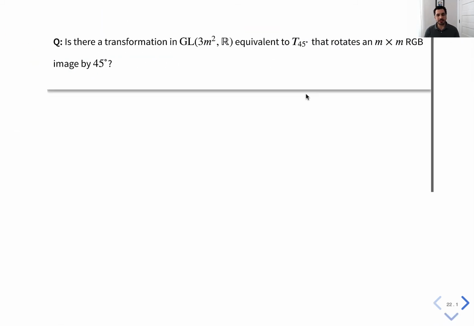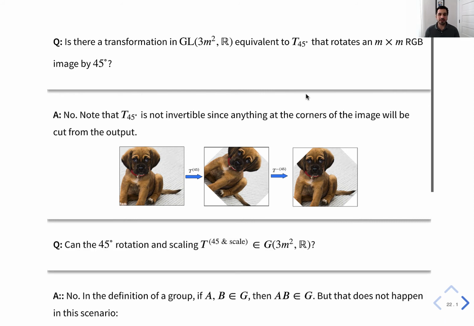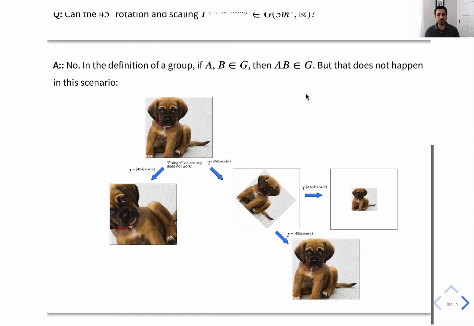An interesting question is if there is a linear transformation in the linear group that is equivalent to a 45-degree rotation in the space of m by m RGB images. And the answer is no, because those transformations are not invertible. A question I get asked is, what if we also scale when we rotate? And the answer is still no, because the scaling has to have compositions and therefore should be applied by itself and under compositions, which will make the dog blow up over the picture, so no 45-degree rotations.